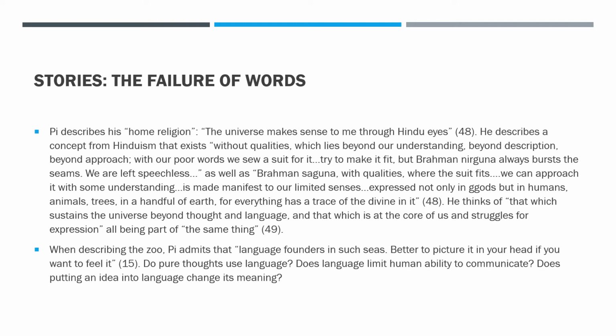And there's another thing, it's kind of one of those paradoxes and ironies of the book. So this is a book about stories and the power of stories, but there's so much in the book about the failure of words. Pi describes his home religion and some of the elements that make up Hinduism. And he says, the universe makes sense to me through Hindu eyes. And he describes a concept from Hinduism that exists without qualities. It doesn't have any physical things that we can imagine. He says it lies beyond our understanding, beyond description, beyond approach.